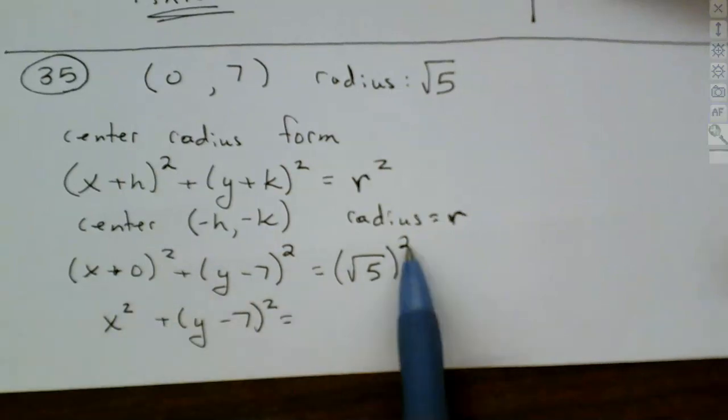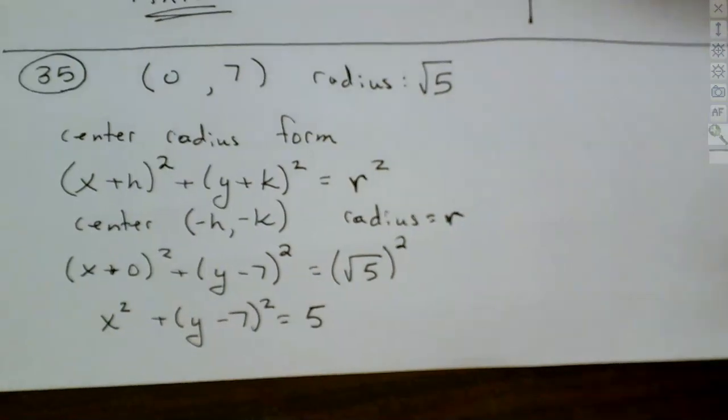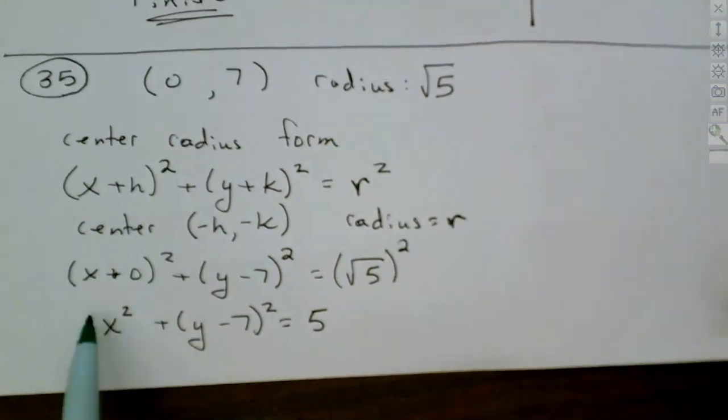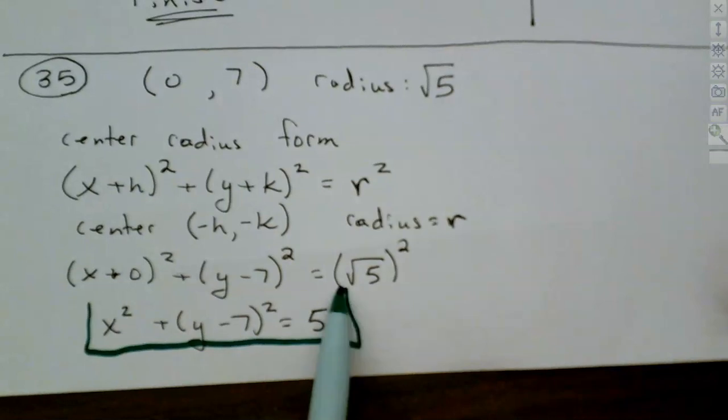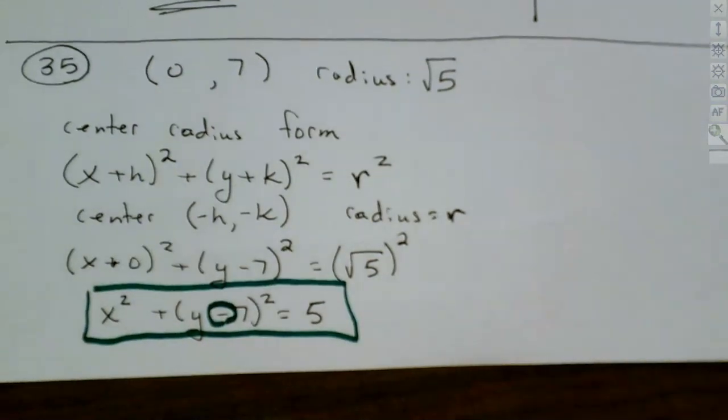And what happens when you square a square root? They go away, and that leaves you with a 5. That is it. Now, where do students make the mistake at? Right here. Notice your sign is what? Negative. I don't want you to accidentally forget to switch your sign. So make sure you remember, switch your sign.